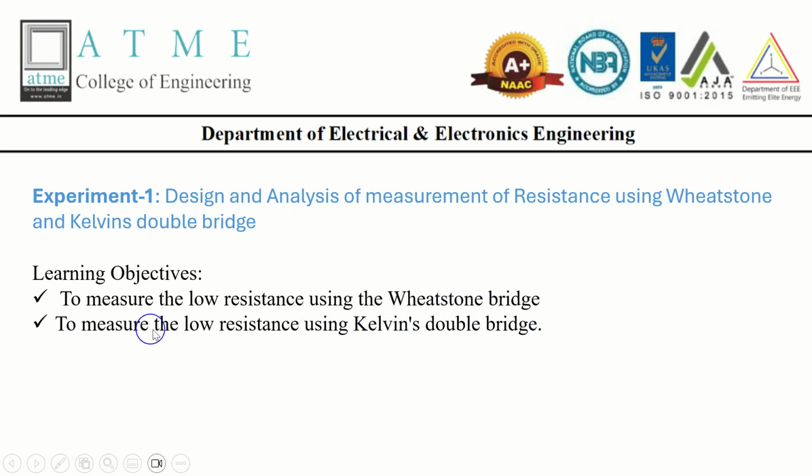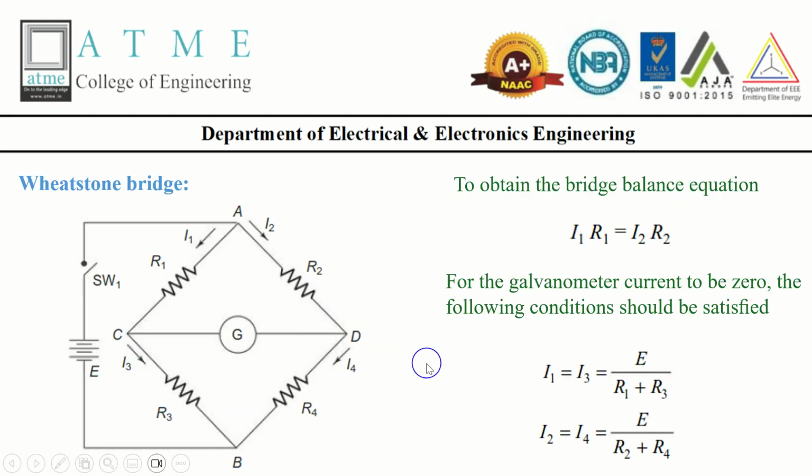Second objective is to measure the low resistance using Kelvin's double bridge. First we will discuss the Wheatstone bridge. The Wheatstone bridge is a circuit used to measure an unknown electrical resistance by balancing it against known resistance. It consists of 4 resistors arranged in a diamond shape with a galvanometer connected between two junctions. The bridge is balanced when the ratio of resistance on one side equals the ratio of the other side.